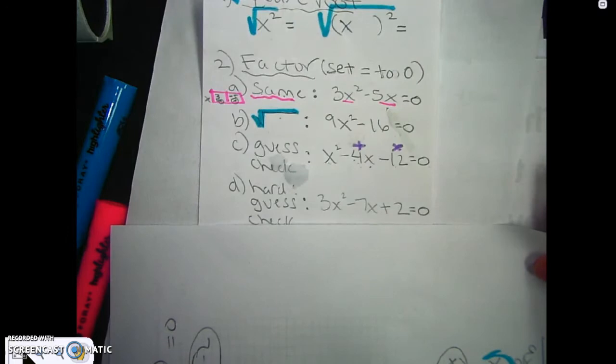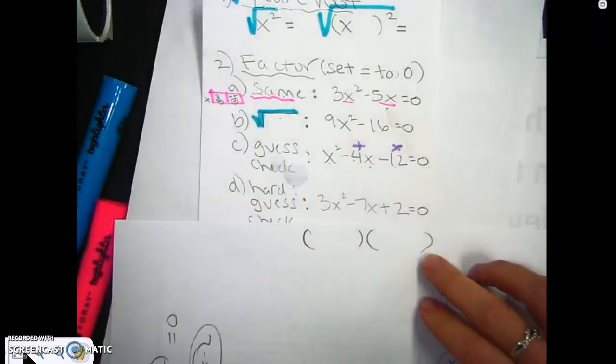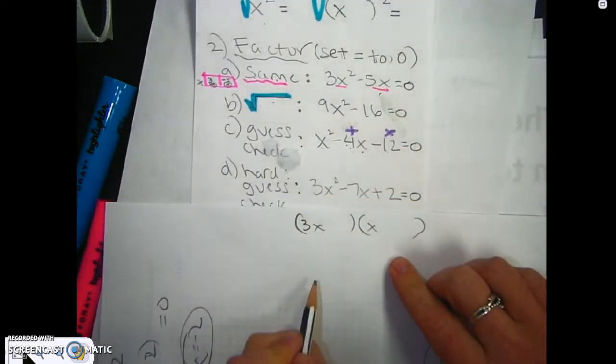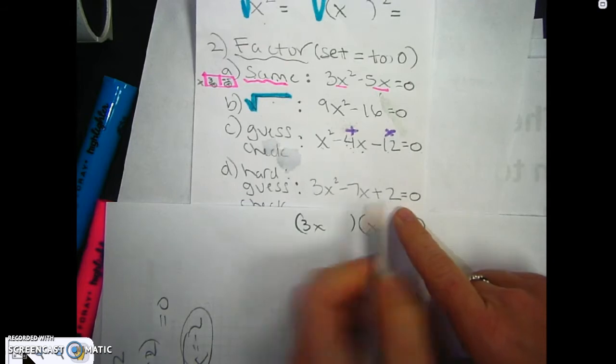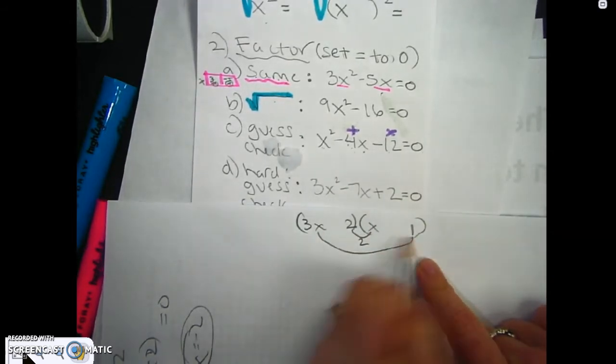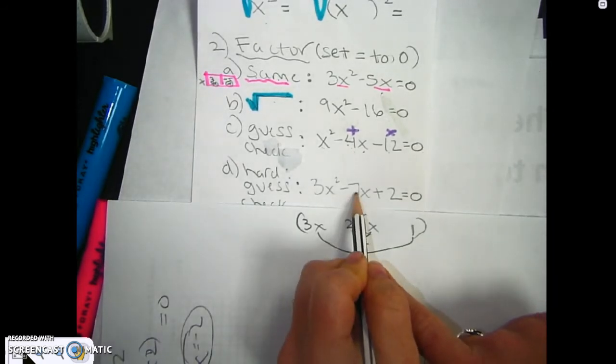Okay, the hard guess and check. The hard guess and check isn't as easy. So what you're going to do, that's why it's called hard guess and check. So 3x squared is 3x and x. The only way to get 2 is 2 times 1. So what you do is you go 2, 3 times 1 is 3. 2 plus 3 gives me 5, but I'm trying to get a 7.